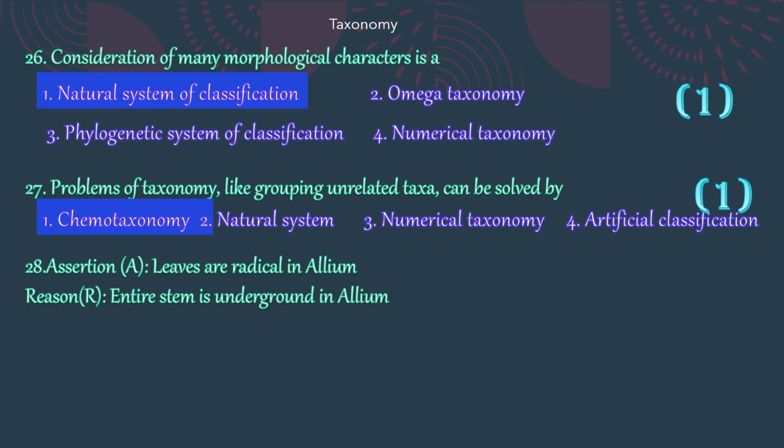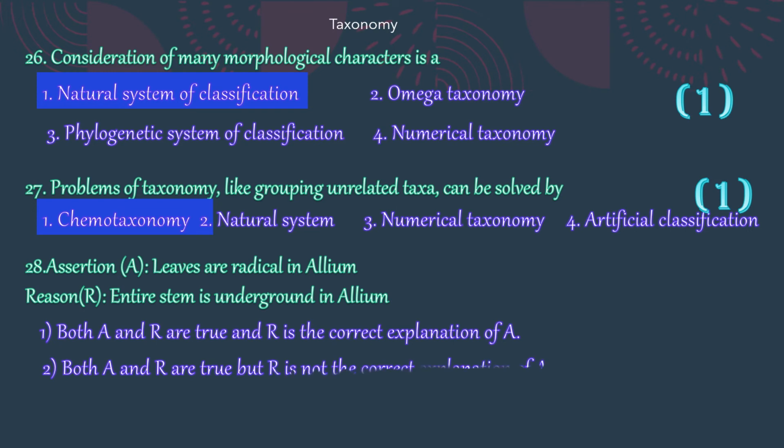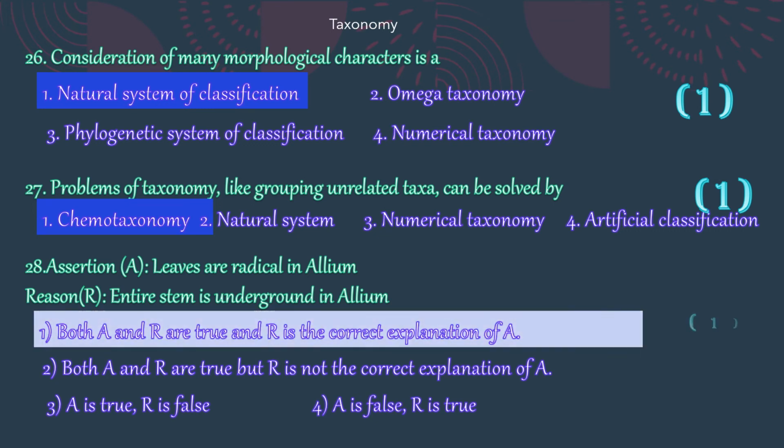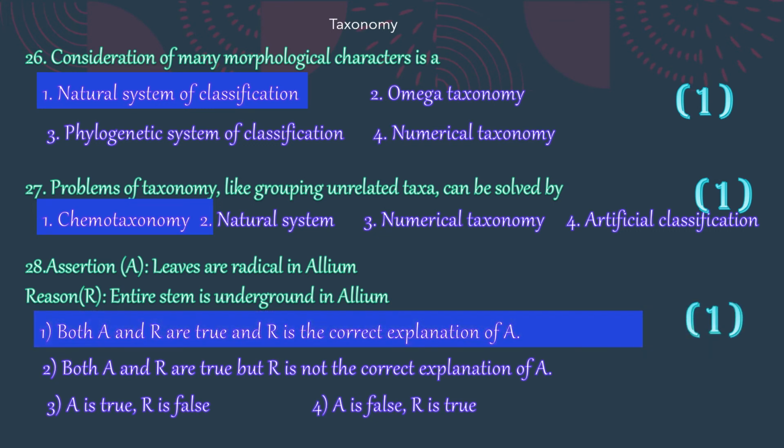Assertion: Leaves are radical in Allium. Reason: Entire stem is underground in Allium. Option 1, both A and R are true and R is the correct explanation of A. Option 2, both A and R are true but R is not the correct explanation of A. Option 3, A is true, R is false. Option 4, A is false, R is true. Now the answer is 1.